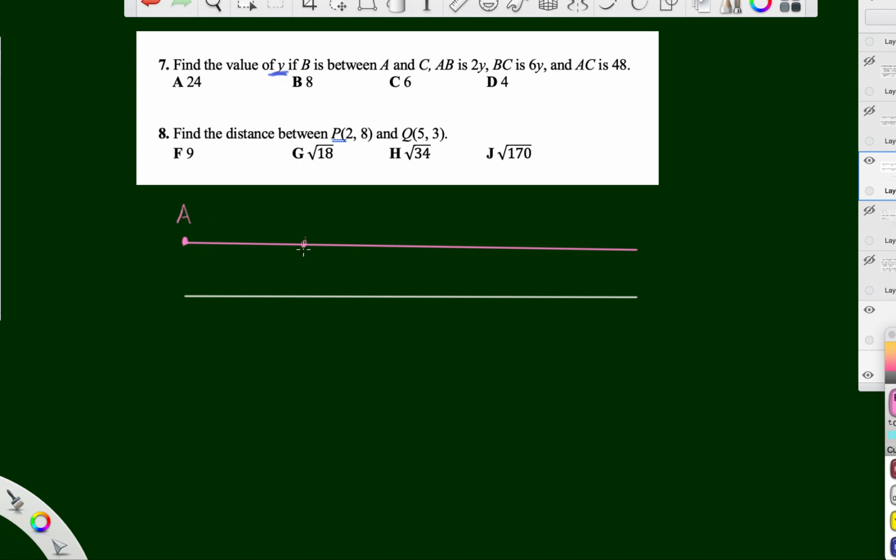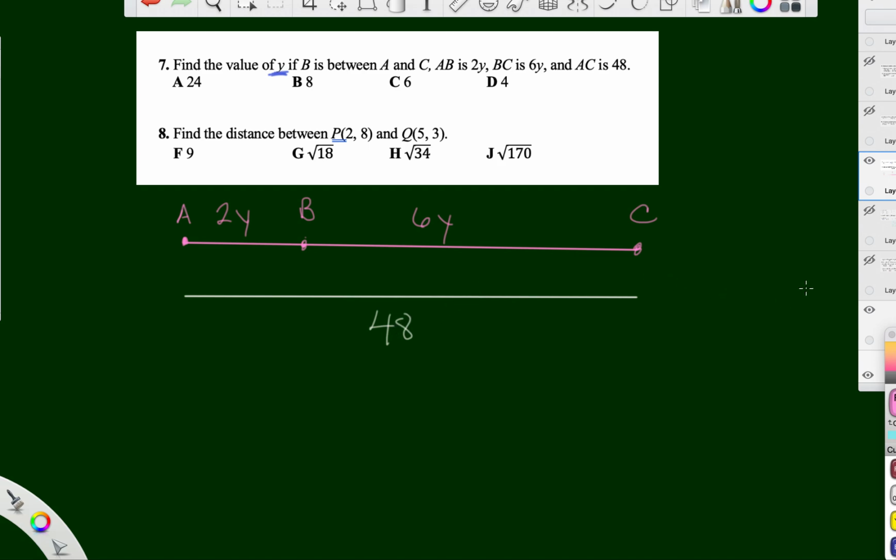I'll put a dot here. We'll call this B, and then we'll call this C. Is it to scale? No, it's not to scale, but that's the way it goes. This total is 48, and then we have two expressions, 2y and 6y. All right, and if I add these two together, they have to equal 48.